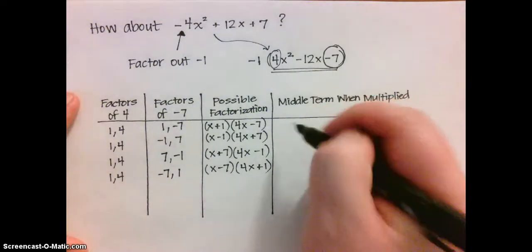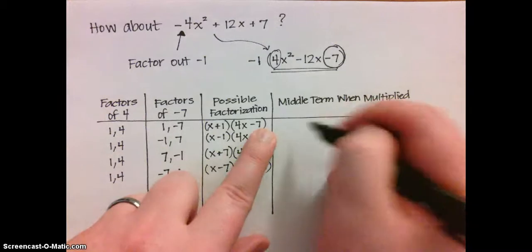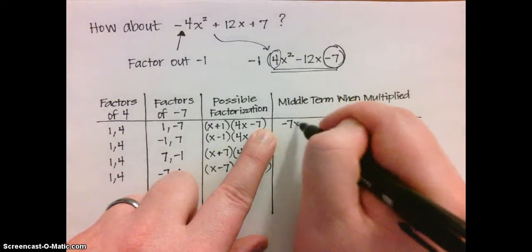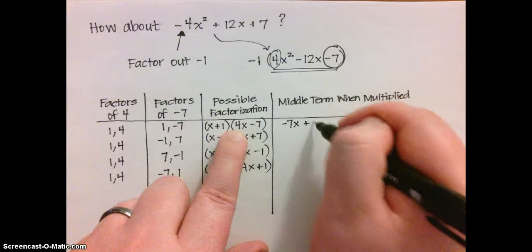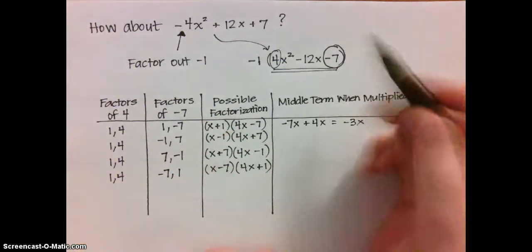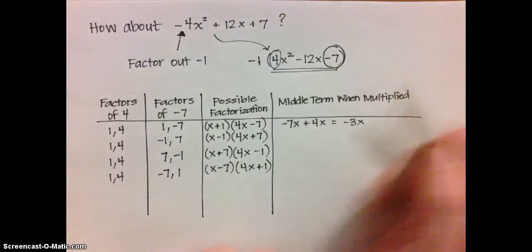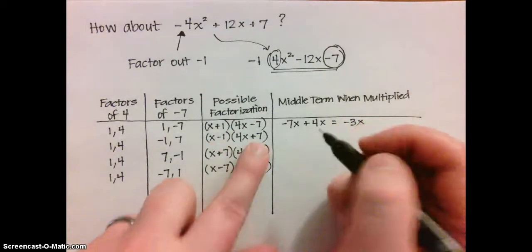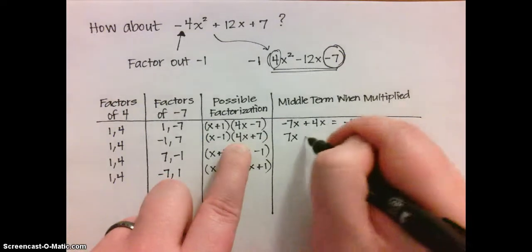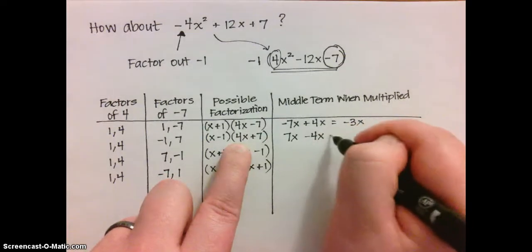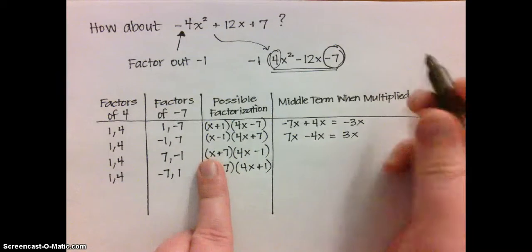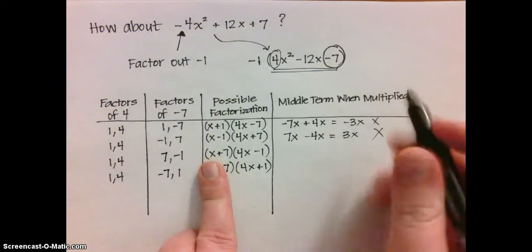So let's see. If I multiply the outside terms, I would have -7x, and the inside terms would be plus 4x. That's going to give me -3x. I'm looking for -12x, so that's not going to work. Let's try the next one. X times +7 is +7x. -1 times 4x is -4x. 7x minus 4x is +3x. Let's go to the third one. That's not what I'm looking for. I'm not finding it so far.